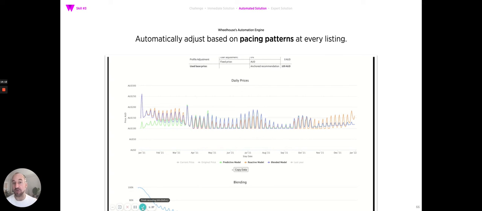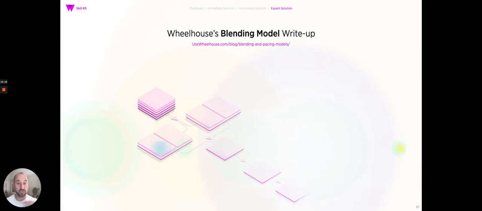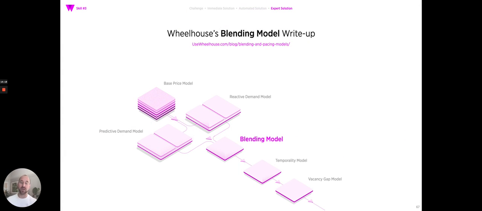Great. So a lot of power in that automated aspect of Wheelhouse, no doubt about it. But also it's really important to understand it deeply, right? So once again, if you want to learn more about just how we're doing blending and pacing, you can go to our blog, to the blending and pacing models section. I think you're going to enjoy it, and that will lead you to our expert solution.